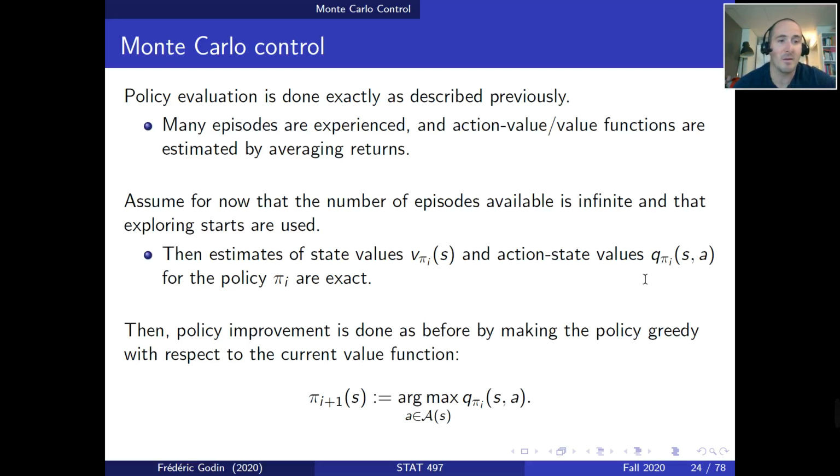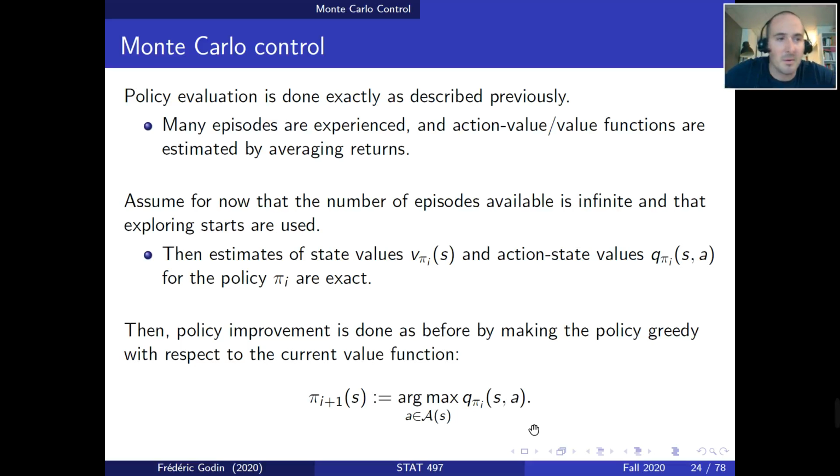Once we have the true value functions, we can rely on the policy improvement theorem from the previous chapter, which said that we can determine a new policy pi I plus 1 by finding, for each state S, the action maximizing the action value function in that state S. So here we start with pi I, we simulate an infinite number of episodes to obtain the value function for pi I, and then we get pi I plus 1, the new improved policy, by finding in each state the action which maximizes the action value function.